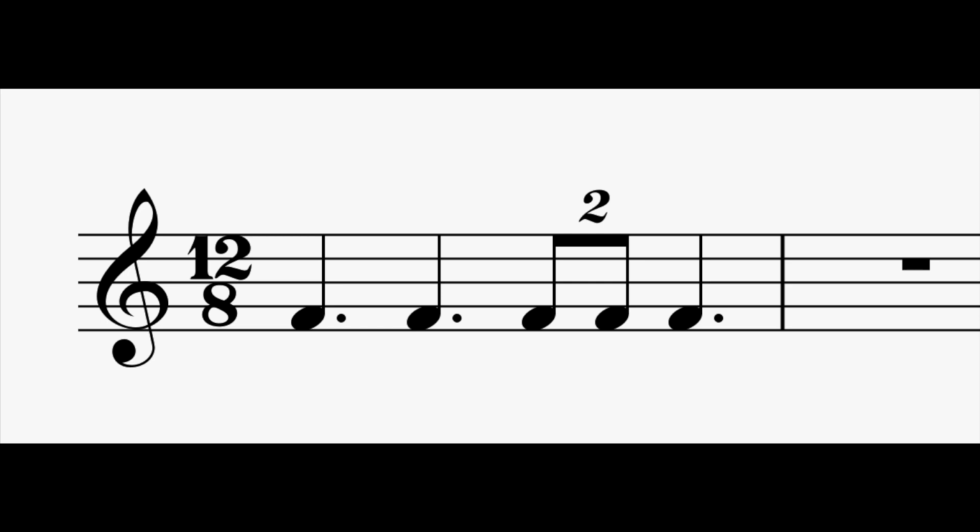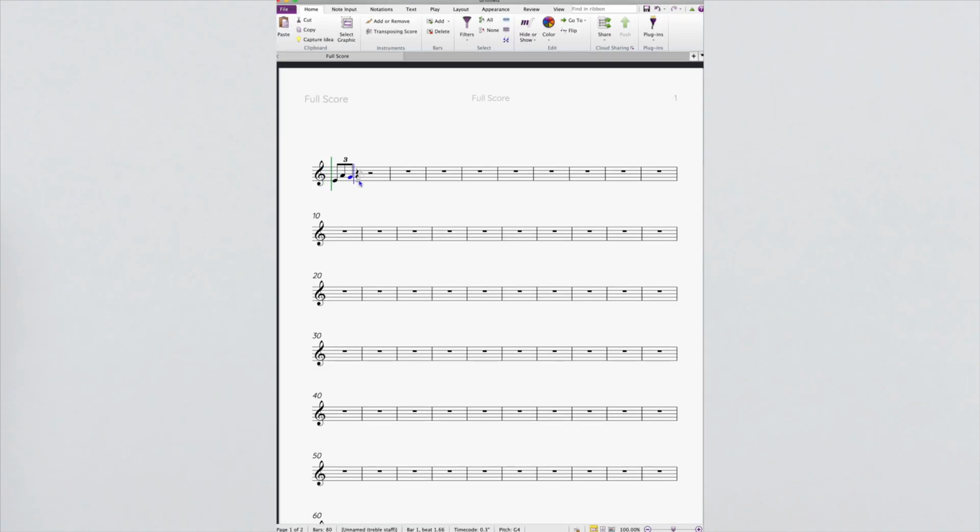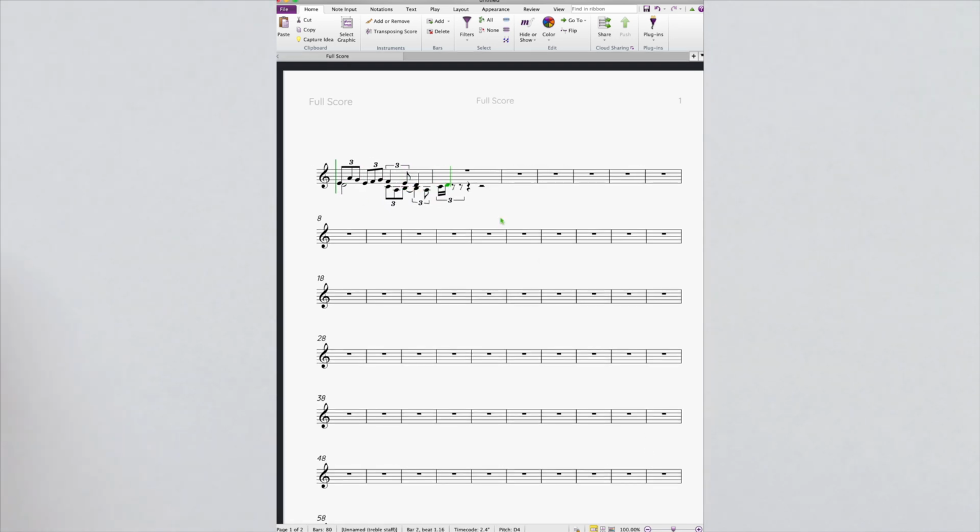And to do that, we needed to write the 2 above the 2 notes to indicate to the performer, perform these 2 notes in the time it would normally take to perform 3. And so I suppose the logical question is why? What's the point? Why have compound and simple time if you can make one from the other?